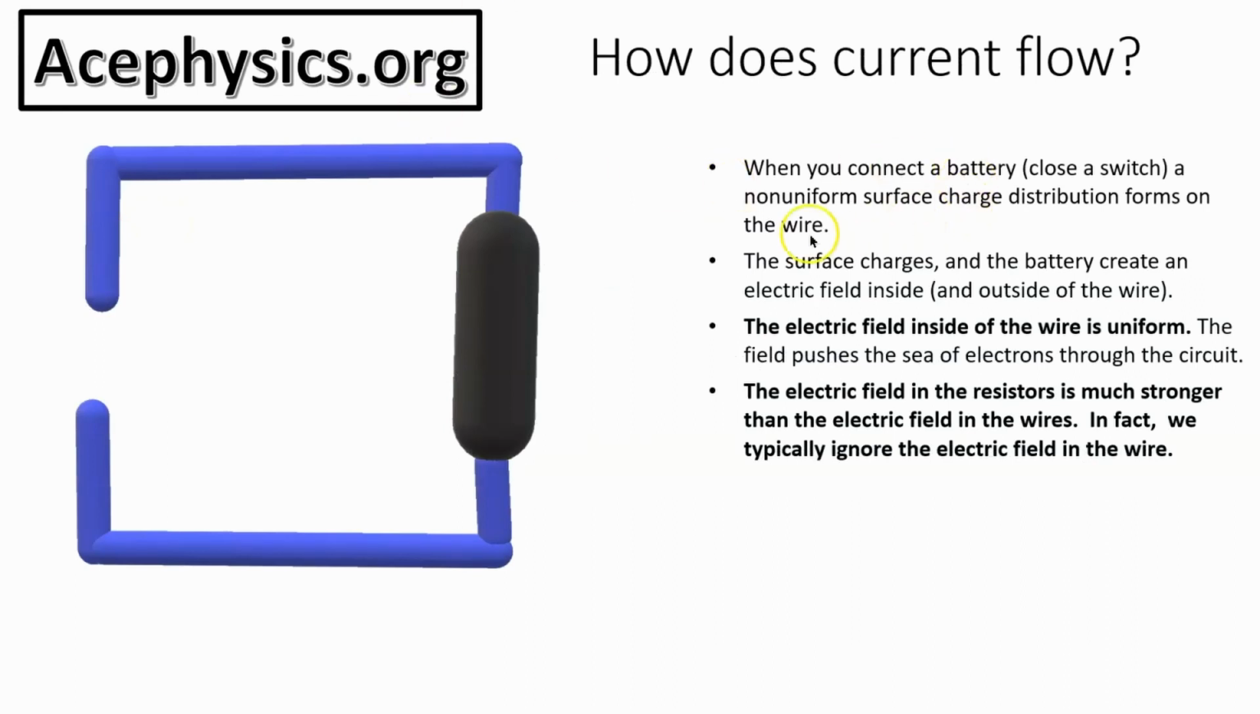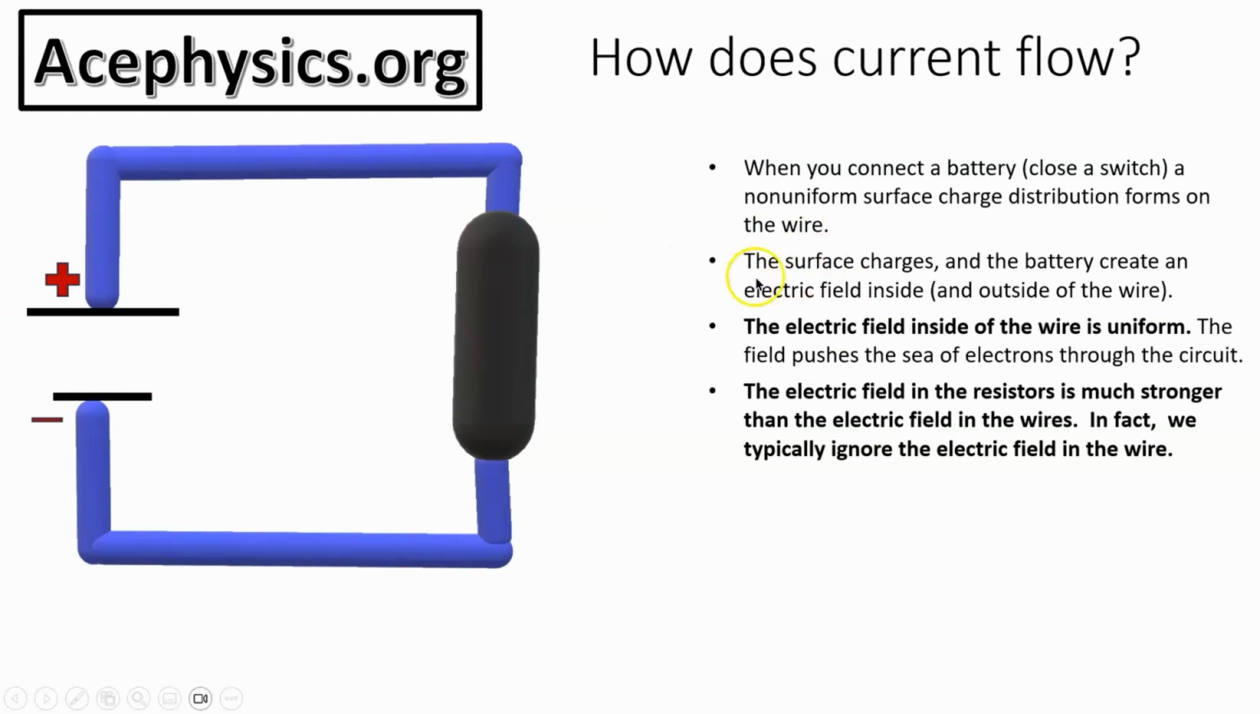How does current flow in a circuit? When you connect a battery or close a switch, a non-uniform surface charge distribution forms on the wires. So in this case here, these are wires. This is a resistor. This is wires. There's no battery attached yet, but we can attach a battery, and that would be closing a switch. And now there's a battery attached.